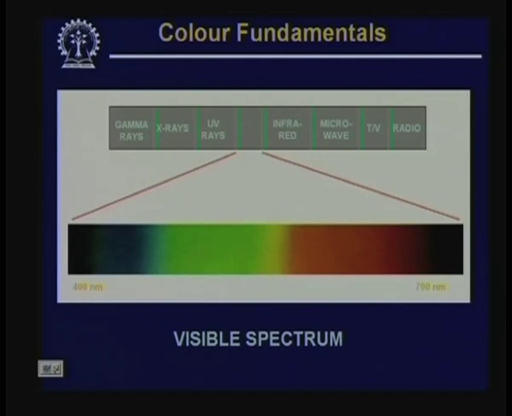In the last class, we mentioned that all the colors of the visible light, or the visible spectrum, occupy a very narrow band in the total electromagnetic spectrum. In the visible spectrum, the wavelength normally varies from 400 nanometers to 700 nanometers. So, at one end we have the violet, and at the other end we have the red color.